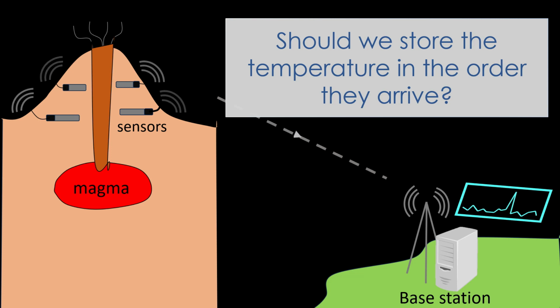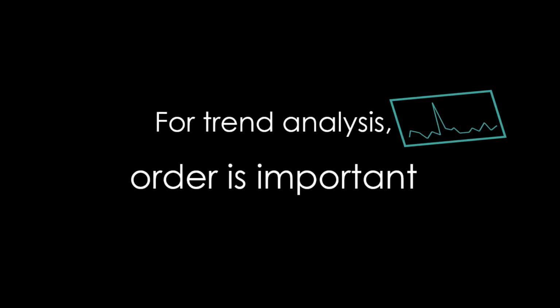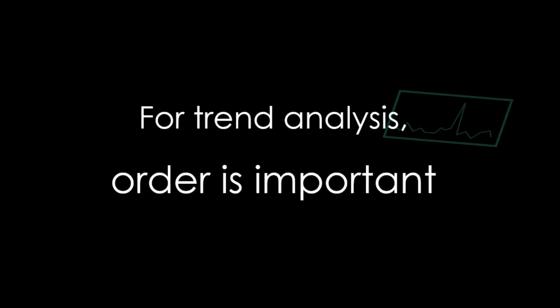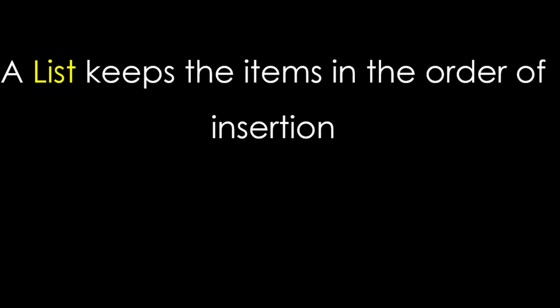The question is, should we store the temperature in the order they arrive, or can we store them in any order? In this case, since our purpose is to monitor a possible eruption, it is important to plot the trend in the temperature. Are they rising, or falling, or plateauing? So the order is an important aspect of storing the data. For all situations like this, where we need to maintain the order, we can use a list. A list keeps the items in the order they are added.